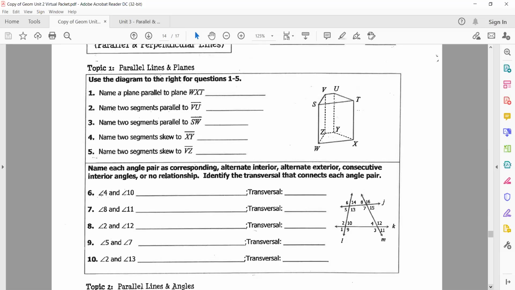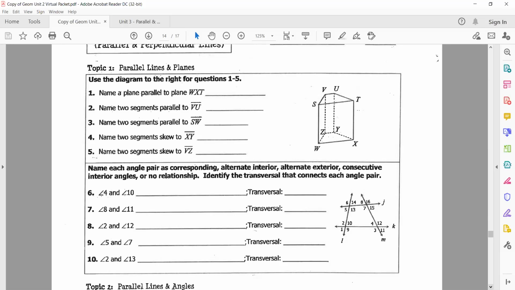They're between the other 2 lines. That's interior. They're on the same side of the transversal. Questions on that?